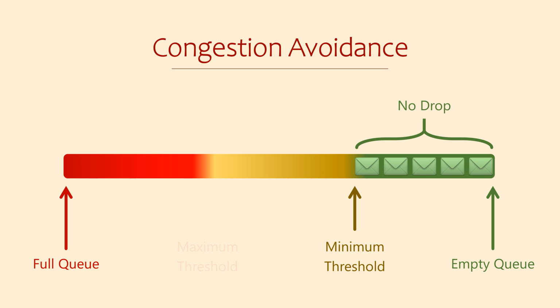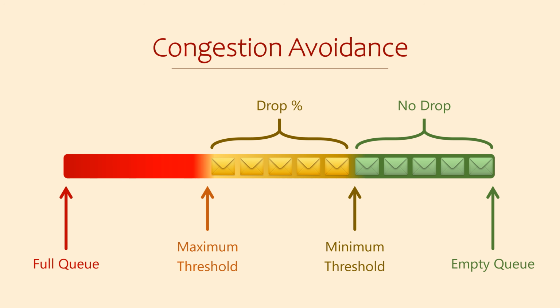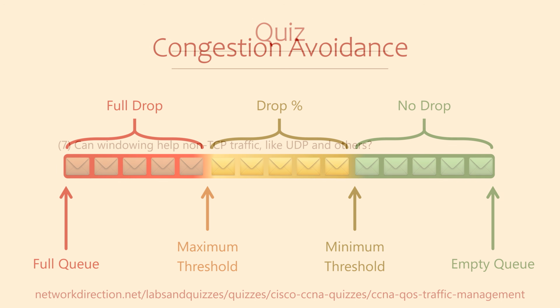The next level is the maximum threshold. When the queue depth is between the minimum and maximum, the router drops a small number of packets. When the queue depth is over the maximum threshold, QoS triggers a full drop. If you're interested in knowing more about how this works, I recommend having a look at my QoS mini-series.